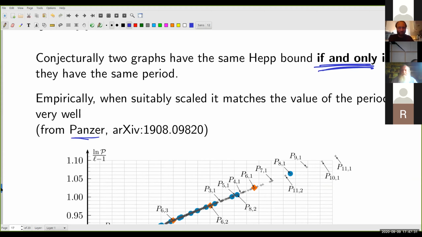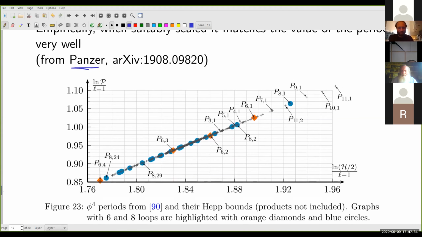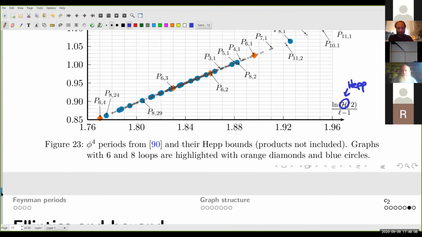And also empirically, when scaled, it matches the value of the period very well. And some of you have probably seen this, as Eric has given a lot of talks on this. So what is this? This is the HEP, suitably scaled, and this is the period. And look, when you scale them the right way, you get a very nice linear relation. The right way is a little non-trivial. It's logarithmic on both sides. You have to do a little bit of a loop order scaling, but then you get a nice empirical line. Okay, so I'm not going to say more about that.